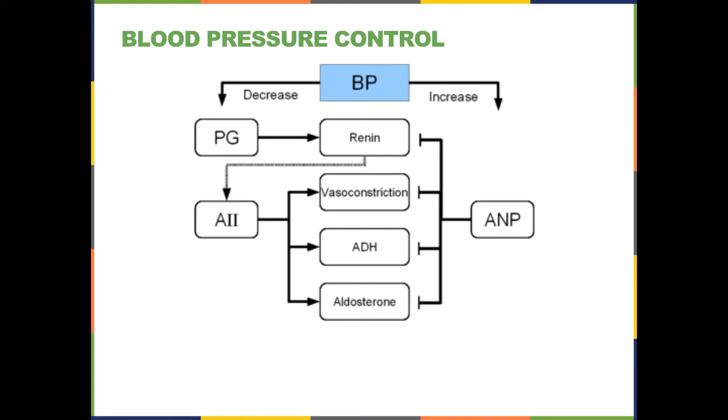Now on the other side, on the right here, is atrial natriuretic peptide, which does exactly the opposite. It is released by the atria, and it acts by being a vasodilator. It blocks the release of aldosterone and ADH, and it also blocks the release of renin. So if the blood pressure gets too high, then atrial natriuretic peptide acts to try to lower blood pressure.